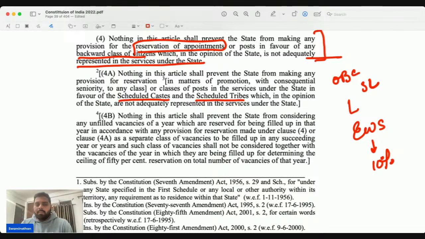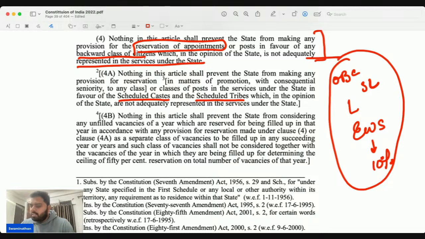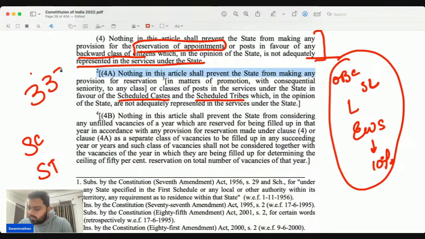Now there is another amendment which has been carried out that prescribes for the reservation in promotions. Reservation in jobs has been given to the OBC, EWS, scheduled castes, scheduled tribes, but reservation in promotion you will find only for the scheduled castes and scheduled tribes, right? However, if you have to see this Article 16, you need to read it with Article 335 of the Constitution.